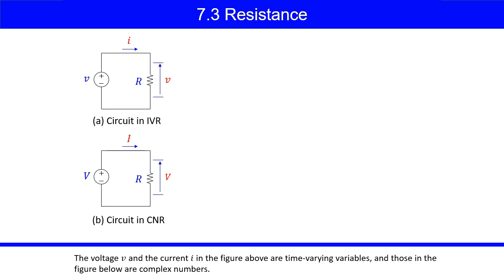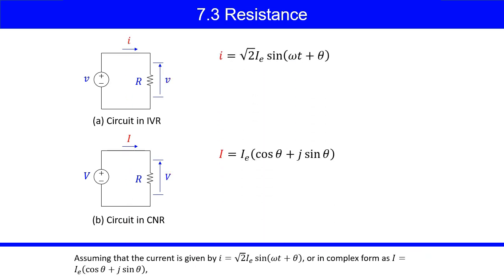The voltage V and the current I in the figure above are time-varying variables, and those in the figure below are complex numbers. Assuming that the current is given by i equals square root 2 Ie sine(omega t plus theta), or in complex form as I equals Ie times (cosine theta plus j sine theta).